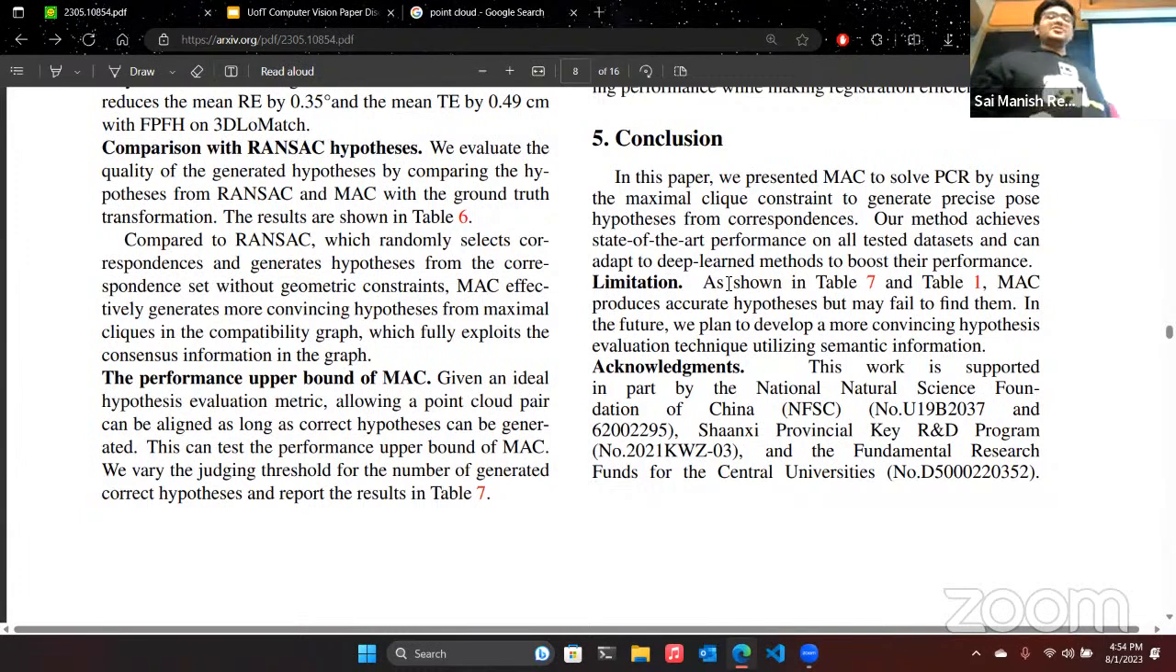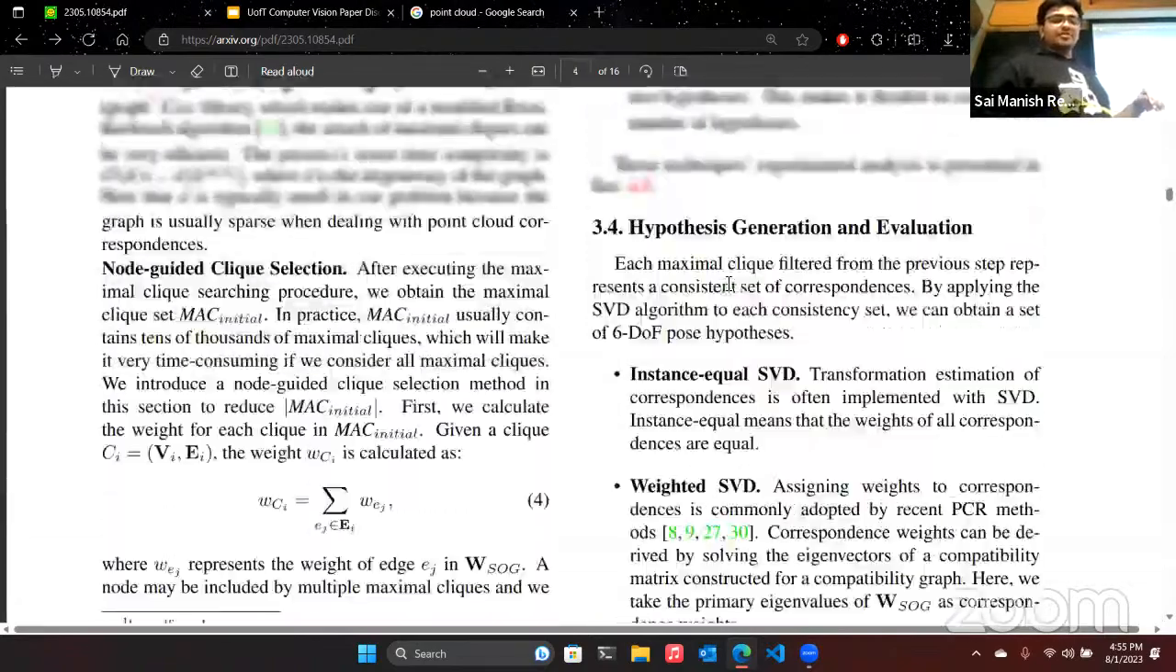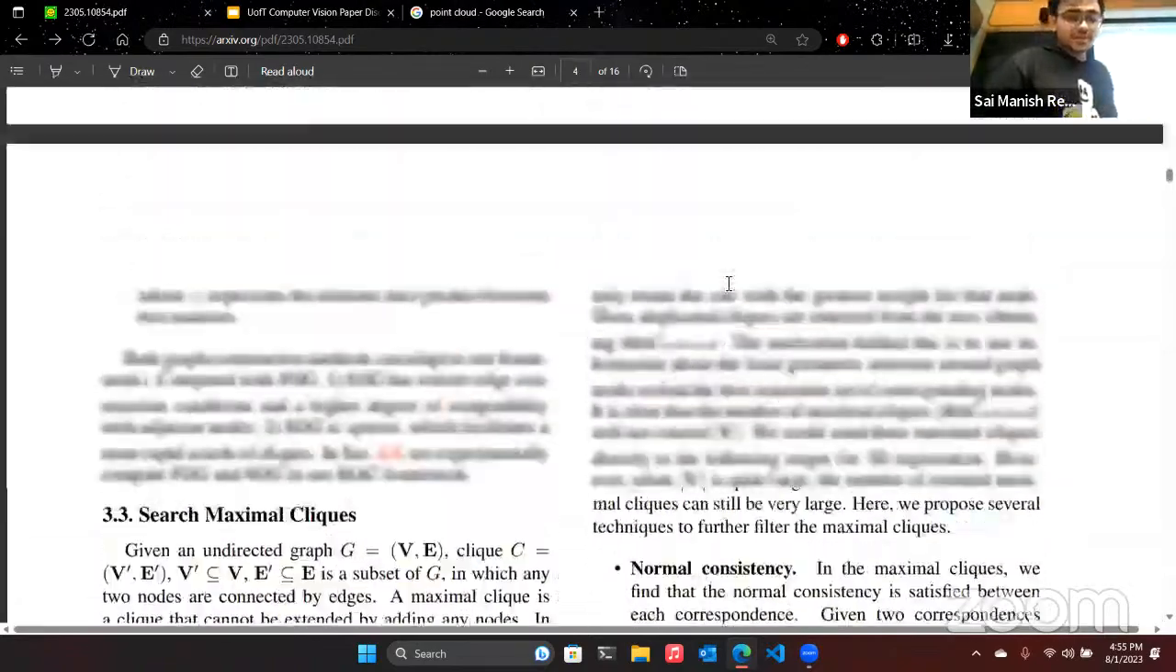In conclusion, MAC tries to solve point cloud registration using the maximal clique constraint, and the main goal was to show that geometric methods can also outperform deep learning methods, as it did outperform. You can see they only use geometric methods here. They do specify that somewhere. One second.